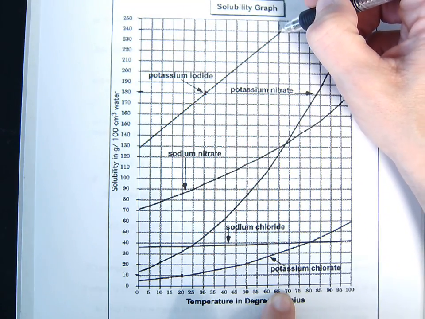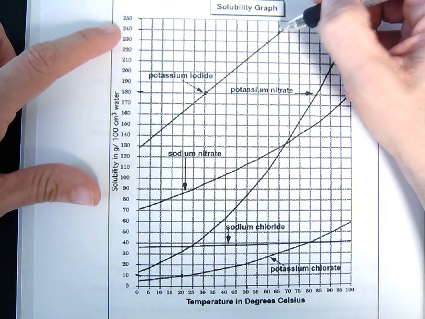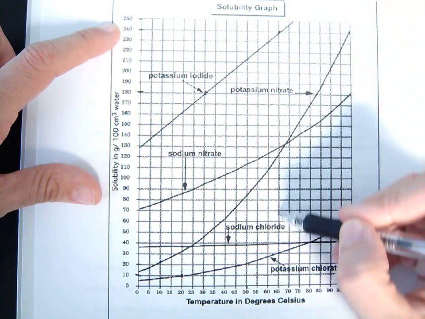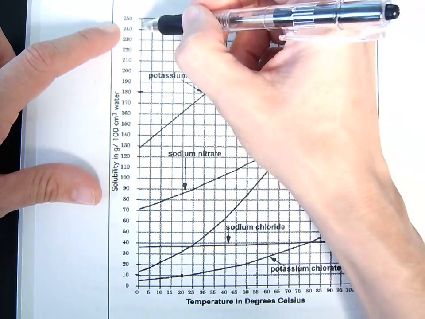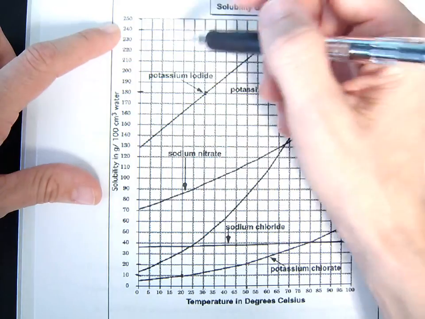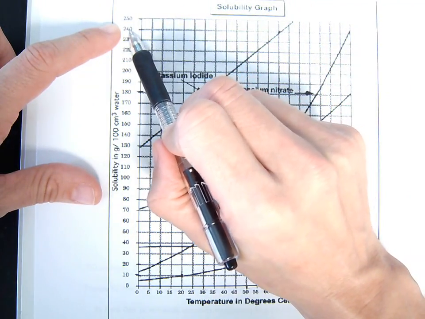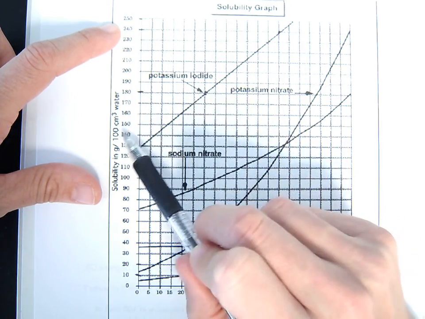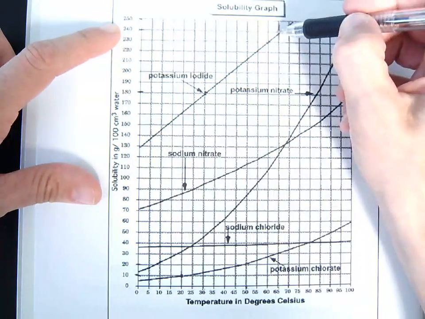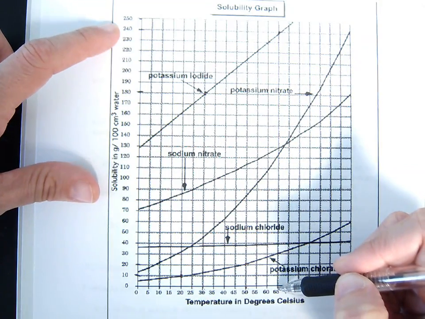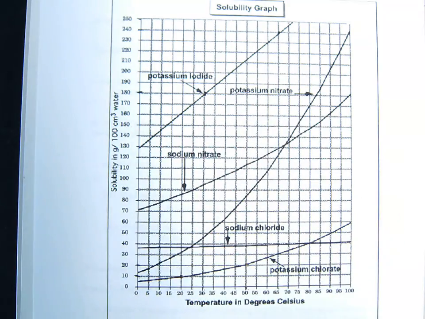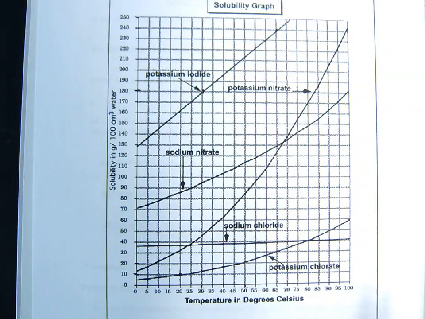So the maximum amount of potassium iodide that can dissolve in 100 cubic centimeters of water at 65 degrees is 240 grams. Another way of saying that is 240 grams of potassium iodide is the maximum amount that can dissolve in 100 cubic centimeters of water at this temperature, which is 65 degrees. So those are some things that we can use this graph for in terms of being able to analyze it and look at it.